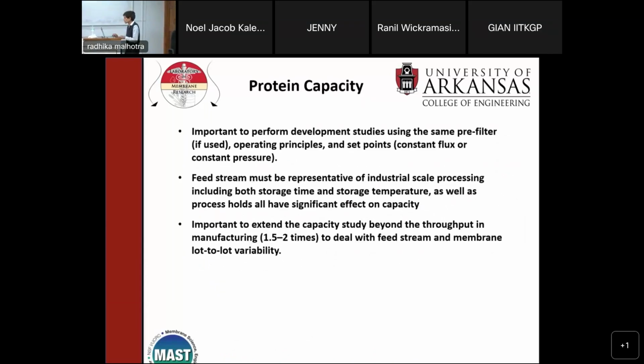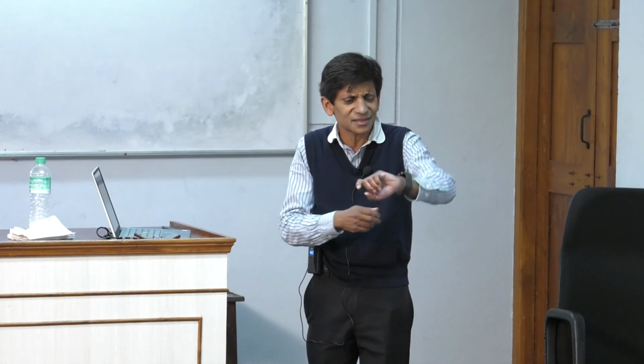Okay, one more slide. It's important to perform development studies using the same pre-filter, if used, because if you don't, you could have very different performance, right? Remember, this is scaled down where you want to scale up. So you should use the same pre-filter. I'll stop after this slide and finish the rest later, because it's about 10 o'clock, 11 o'clock.